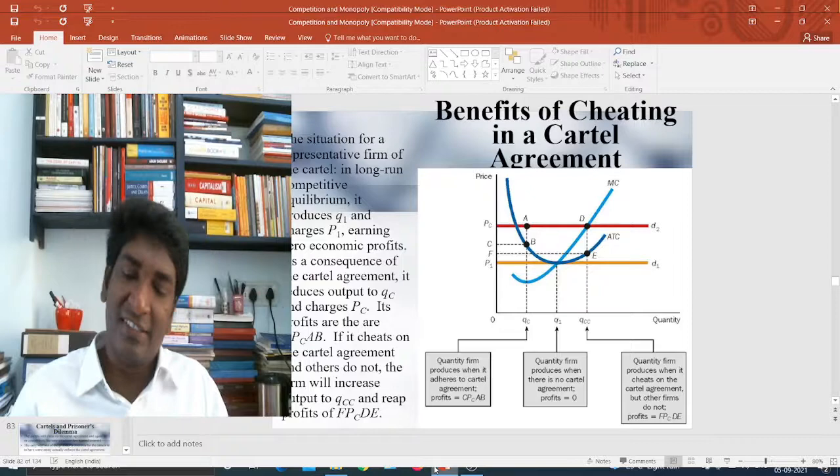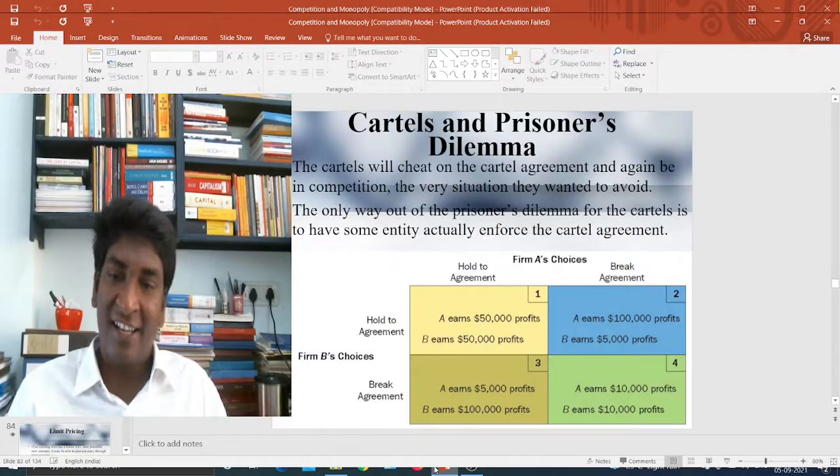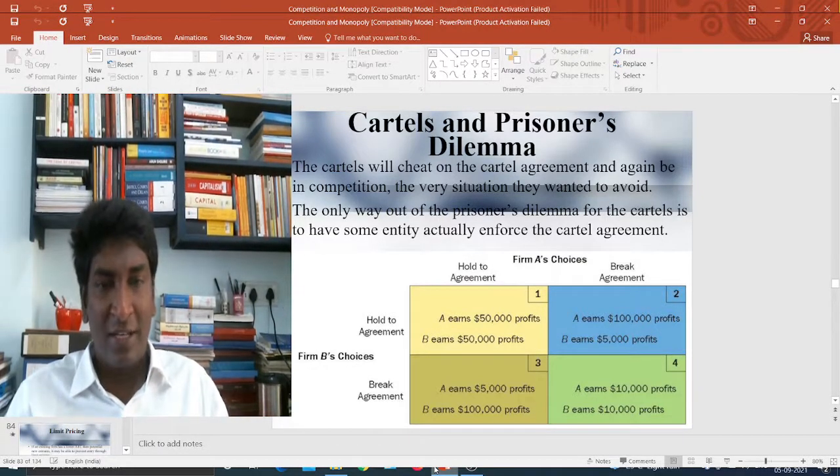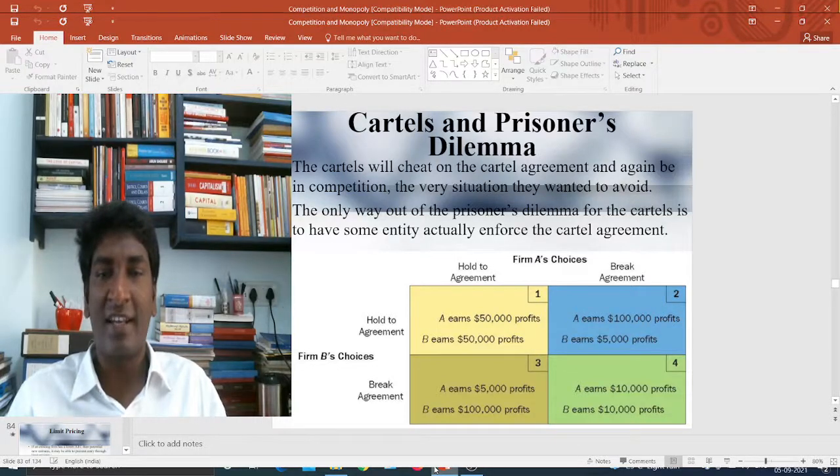So this is quite clear, and I think we can look into the problem from the prisoner's dilemma perspective, which is going to be the end of the lecture. So let us look into the cartel and the prisoner's dilemma. The cartels will cheat on cartel agreements and gain. And again be in competition, the very situation they want to avoid.